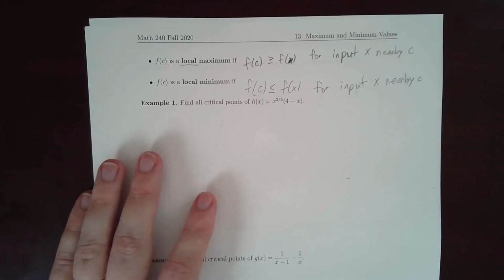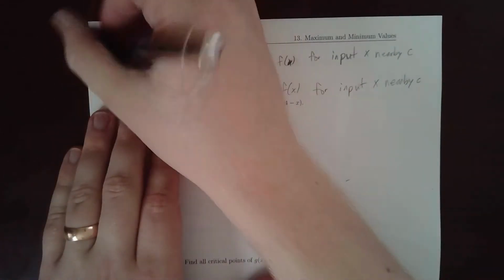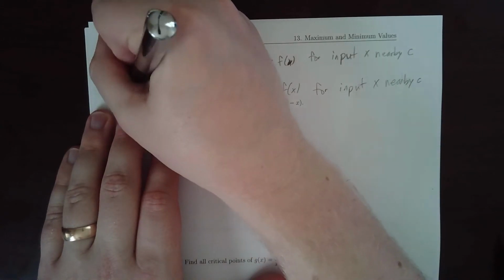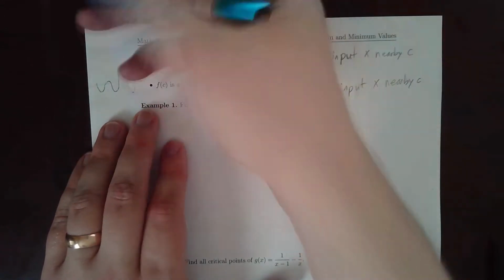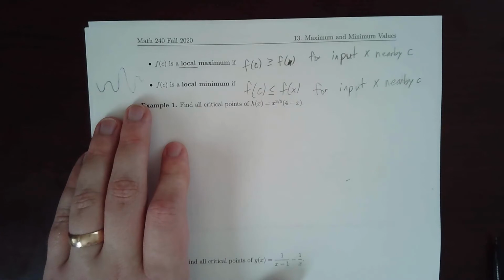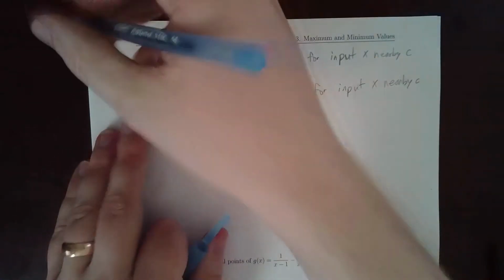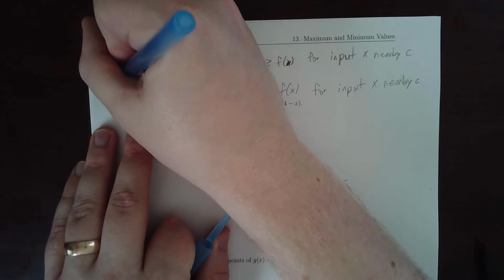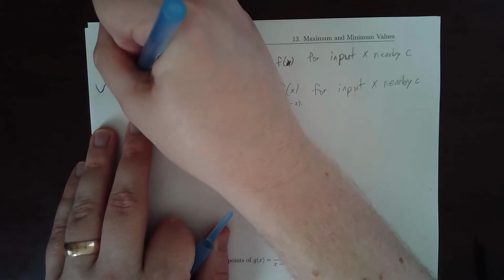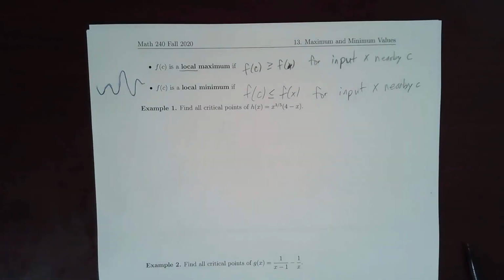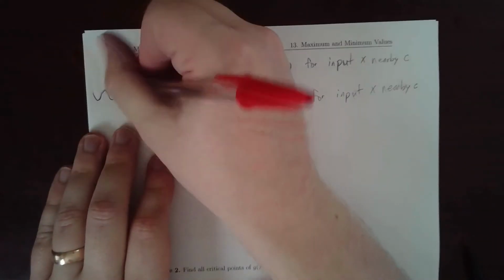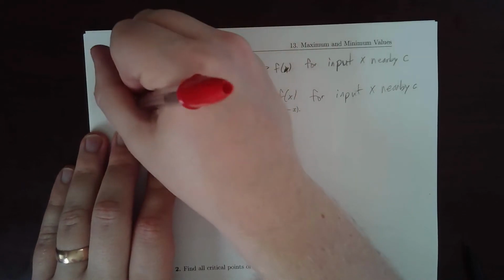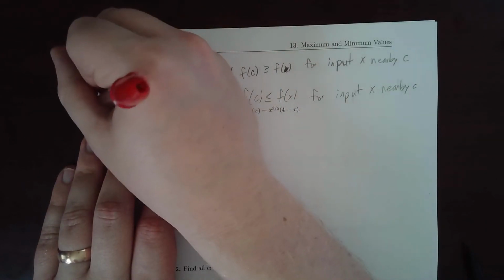So say that we had the graph of some function and it was a little bit wavy. Okay, that is only kind of okay drawn. Let me see if I can't pull that out a little more. So anywhere where we have kind of a low point amongst all the things around it would be a local minimum. So we'd have a local minimum over here, over here, over here, and over here.